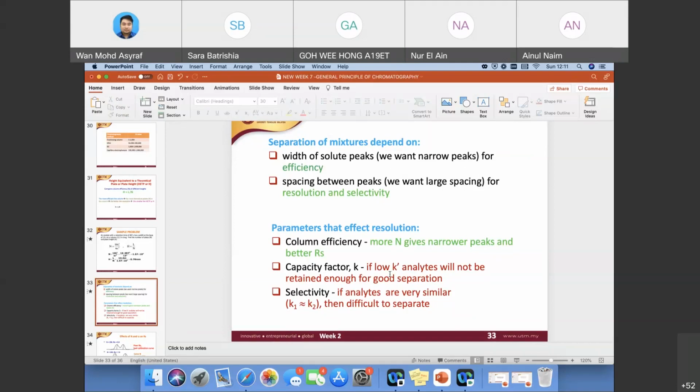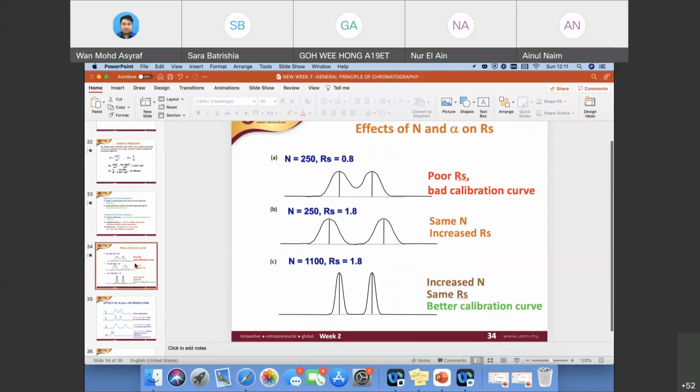Selectivity. So we are going to look at if the analytes are very similar, K1 equivalent to K2, then it will be difficult to separate. So this is how you look at all of these parameters. You look into each of them, it is not just a formula that you need to calculate, but you need to know how to relate one to another. So this is what it means.